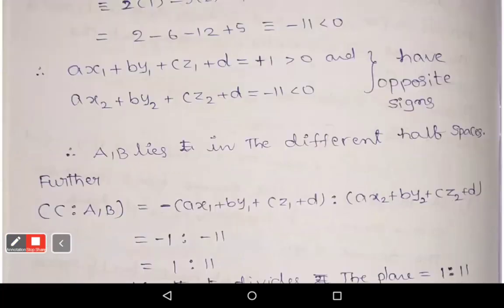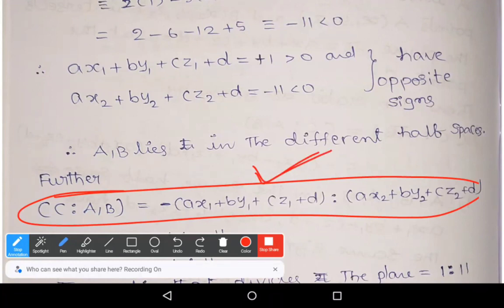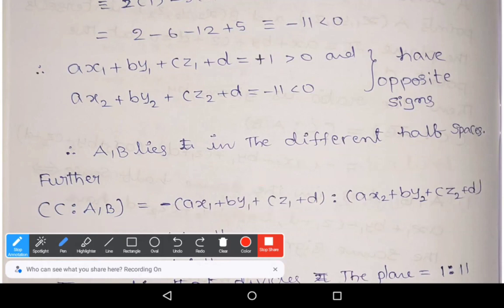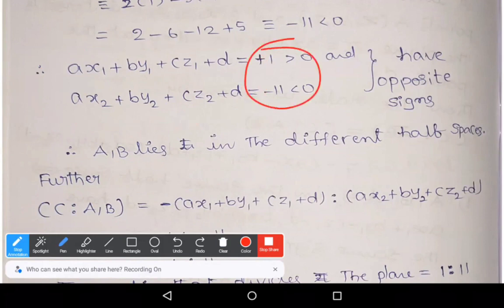Here, you must remember these points. The ratio of division is evaluated by this formula: minus of ax1 plus by1 plus cz1 plus d is to ax2 plus by2 plus cz2 plus d. The points may lie in the same half space or different half spaces according to these two values. Here, particularly, we have opposite signs, so they lie in different half spaces. If we have the same sign, they lie in the same half space. That's it.